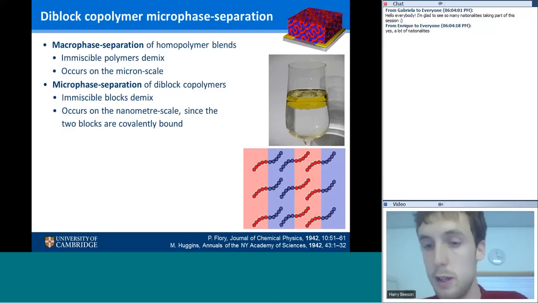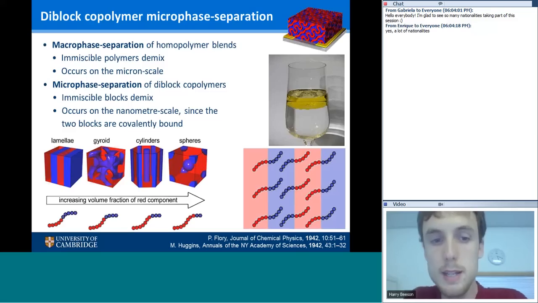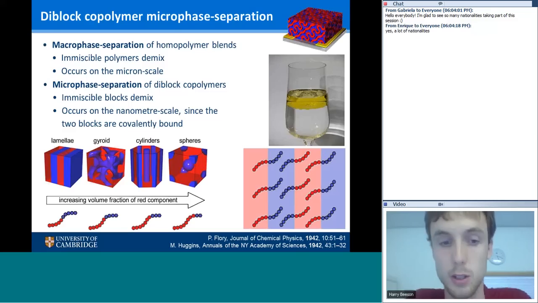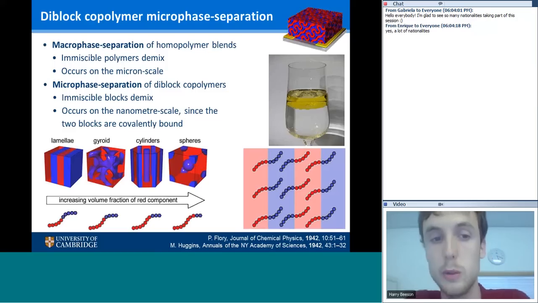And so if you deposit a paste or solution of that material on your sample, heat it up and then cool it back down again to give it some sort of energy, it will try and separate like oil and water, but can only do so on a molecular scale, and this gives you nanostructure. Depending on how much of the one fraction you have compared to the other, so for example how much red you have compared to blue, you can end up with different structures.